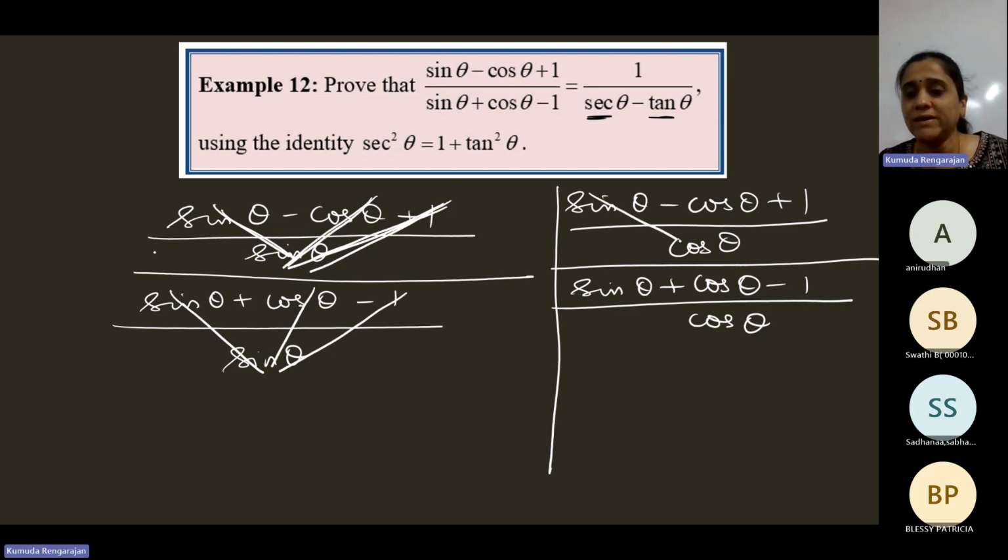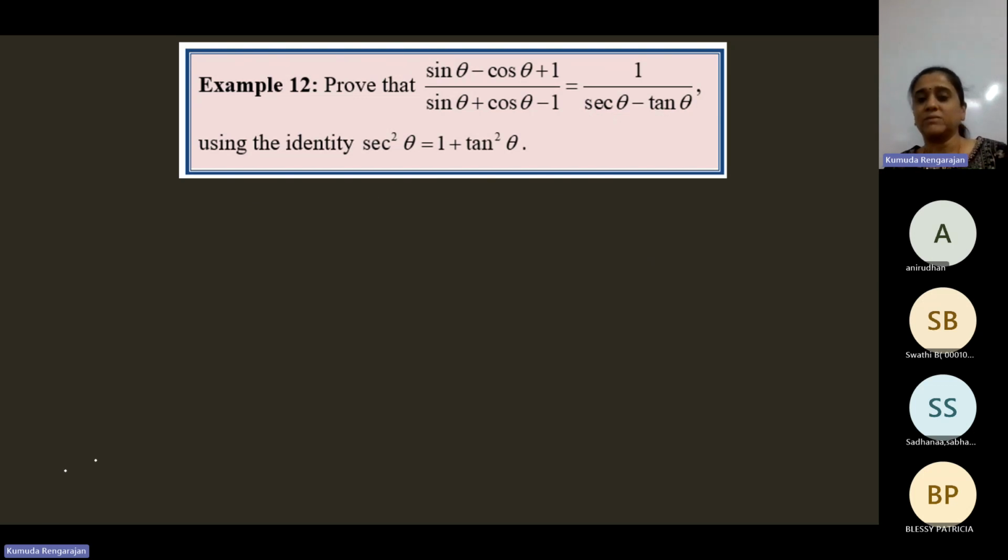Let's try this. Sine by cos, tan. Cos by cos, 1. 1 by cos, secant. Yeah, we are getting secant and tan here. So we need to divide the numerator and denominator by cos theta. Okay?